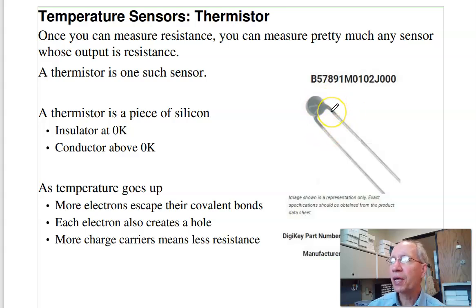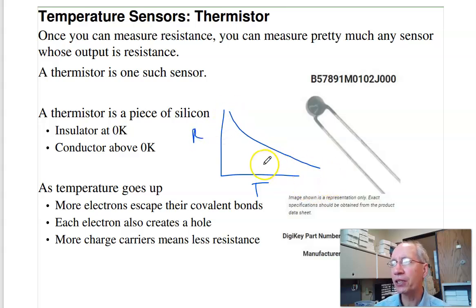This is a thermistor. A thermistor is a piece of silicon. Silicon is a semiconductor. At 0 degrees Kelvin, all the electrons are tied up in covalent bonds, so the resistance at 0 degrees Kelvin is infinity, or the conductivity is 0. As temperature goes up, I create more and more thermal holes. Each hole that kicks up its covalent bond also creates an electron. Those are charge carriers. More and more charge carriers means less and less resistance. So in general, for thermistors, as temperature goes up, the resistance goes down because they get more and more charge carriers. At 0 degrees Kelvin, the resistance is infinity.